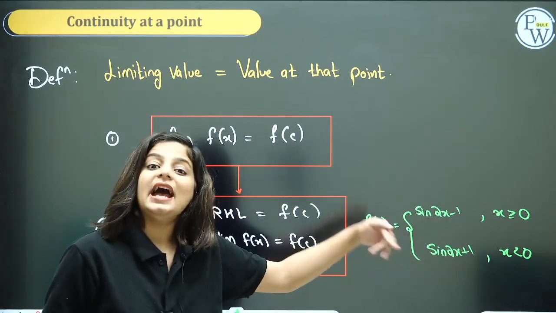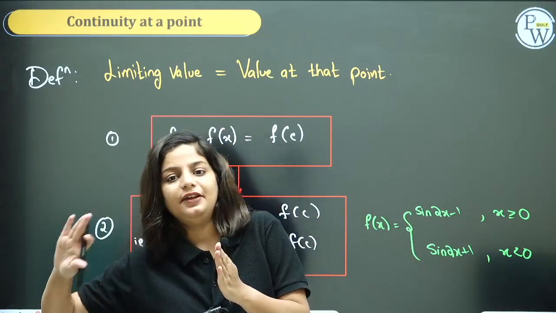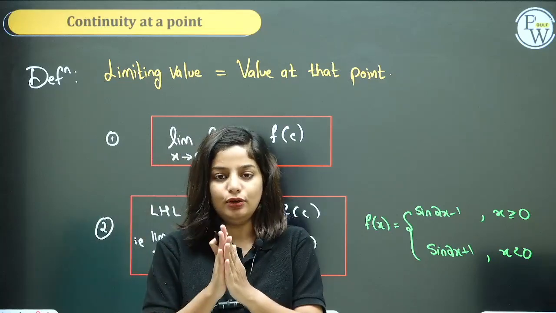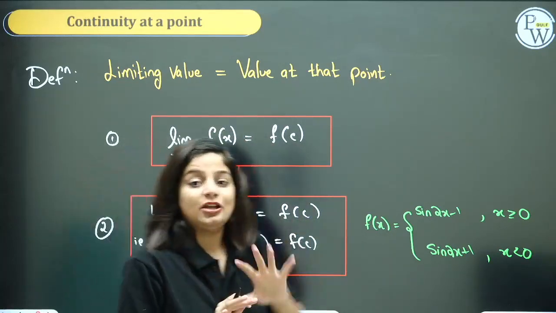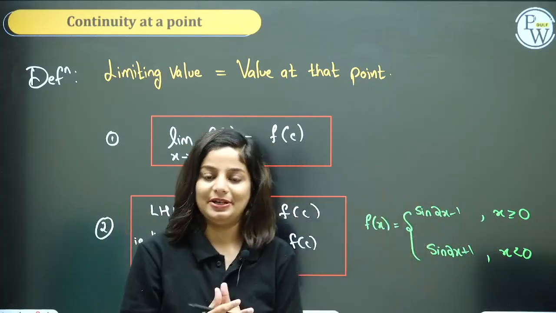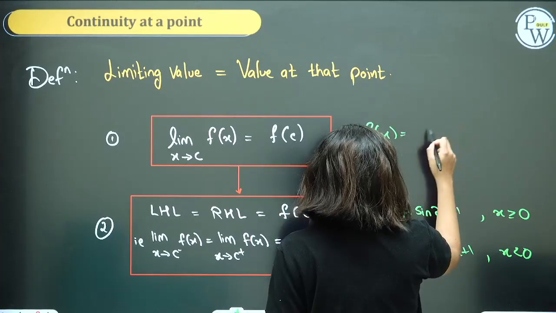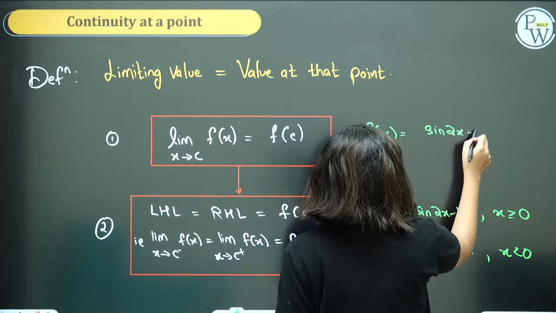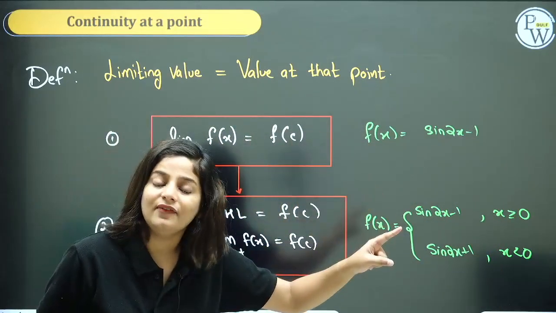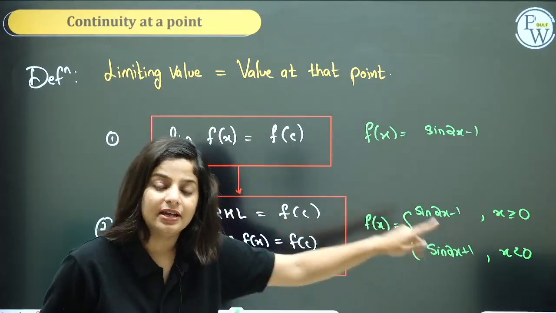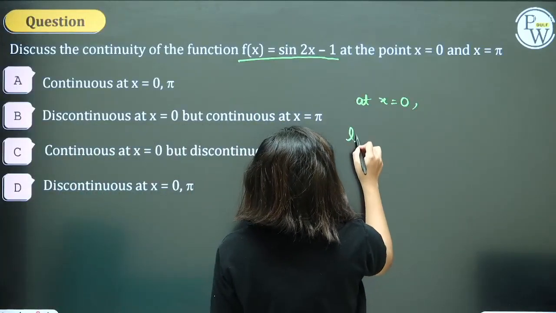When the function has different value in different areas, different value for x greater than 0, different value for x less than 0, then in that case you will calculate LHL separate, RHL separate. But if your function has only one value, sine 2x minus 1, and they have not mentioned anything, that means function has only one value throughout, everywhere, you will use the first formula. Same in this question, I am going to use the first formula.